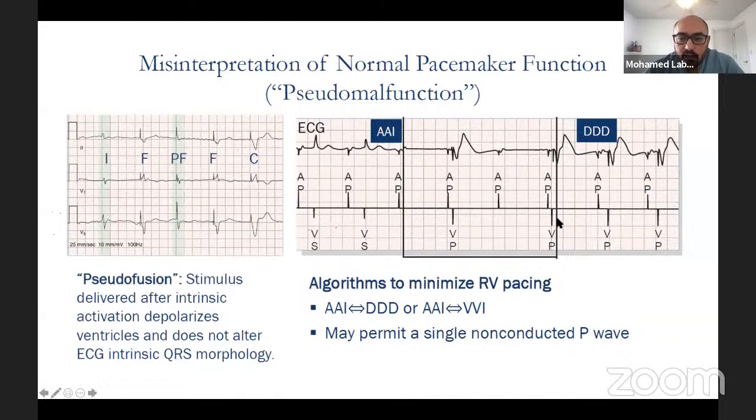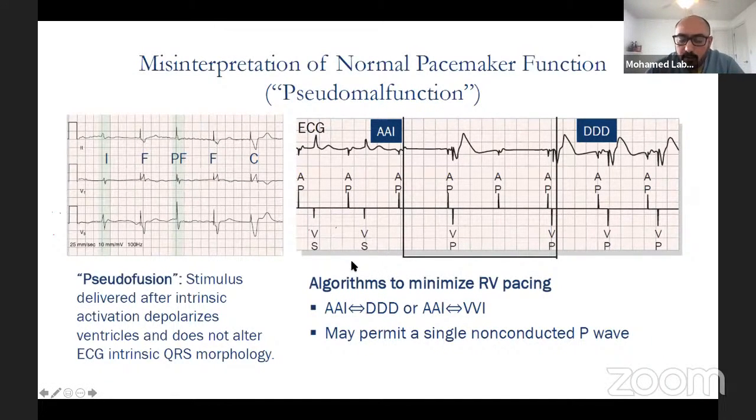So this is normal, I'm not going to spend a lot of time on this. Pseudo fusion and fusion, this is more like a concept kind of thing, but this is an important concept to talk about. Some of the devices minimize ventricular pacing, because if you pace in the ventricle all the time, it's not healthy unnecessarily. It can cause heart failure, it can cause AFib. So a lot of manufacturers have developed different algorithms.